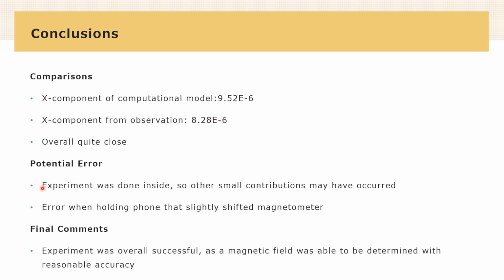There was some error, however, and this was probably because this experiment was done inside, so there are a lot of other magnetic fields, such as the lights and other wires, that could have affected this. Also, there was error when I was holding the phone and slightly shifted the magnetometer, since I didn't properly use any tape. But overall, the experiment was successful, and a magnetic field was able to be determined with reasonable accuracy, and a model was able to be determined to predict the magnetic field direction and magnitude at any given point.